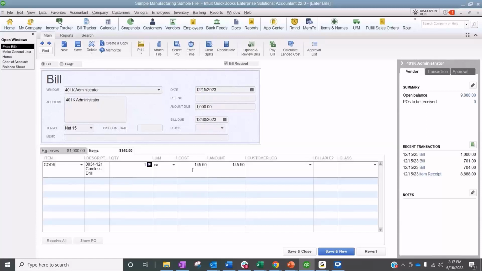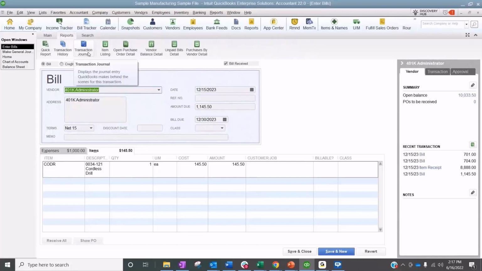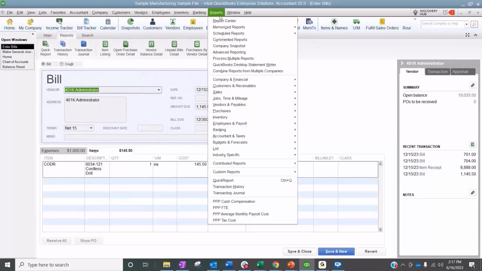But if you have an item on here, let me recalculate. So it picks it up. Now it's $1,145.50. That is still the credit. So this is going to be a debit. No matter which account in the chart of accounts it points to, it will be a debit. Okay, so let me save this transaction. And again, we can come over here to Transaction Journal. You can go up to Reports, go down to Transaction Journal.